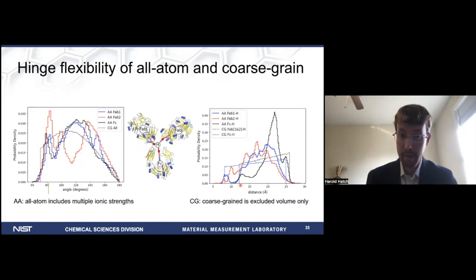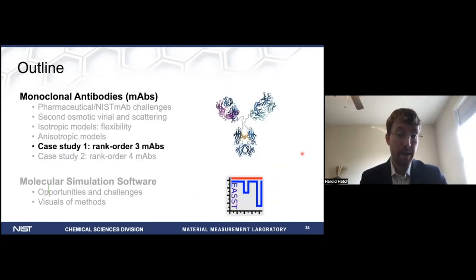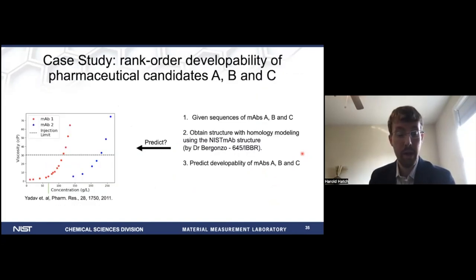And we did the same sort of approach for the bond lengths as well. So that's the bond lengths between the center of this hinge and each of these red points where it connects to the rigid domain. From the all atom, we get the minimum and maximum bond lengths. And with only excluded volume interaction, in the coarse grain model, we see distributions like this. This is a big improvement on previous models that often would get this information just from a single crystal structure or something like that. So that is the model that we're going to use for these two case studies that I'm going to show with some real pharmaceutical antibodies.